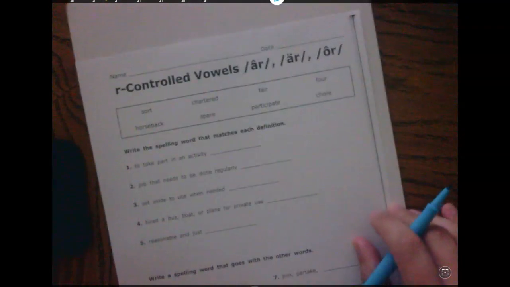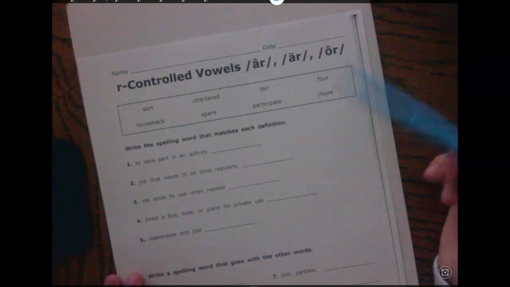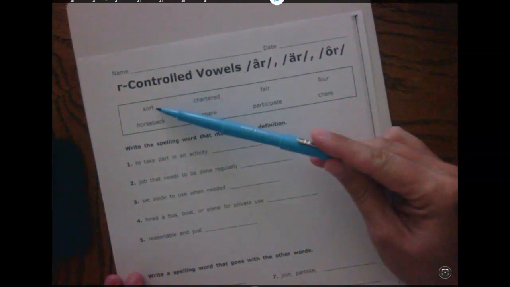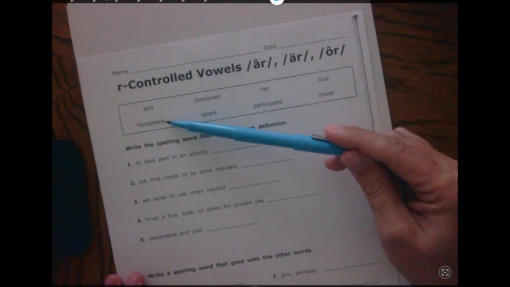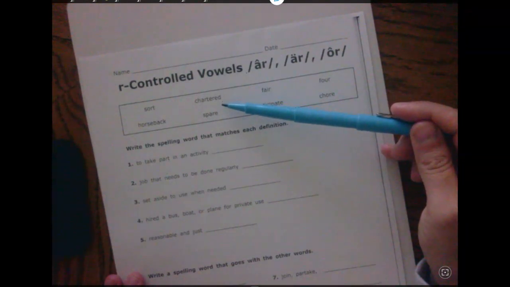All right, so we're going to take a look at our next R-controlled vowels. We have R and OR. So we're going to write the spelling word that matches each definition. So we have the word sort. To sort something would be maybe to sort it by color, to sort it by size. Horseback, so obviously you're riding a horse, so you're sitting on the horse's back. Horseback riding. Chartered, so if you charter something, usually you're chartering a boat or a vehicle to take you somewhere, so you're renting it, or what's called leasing.